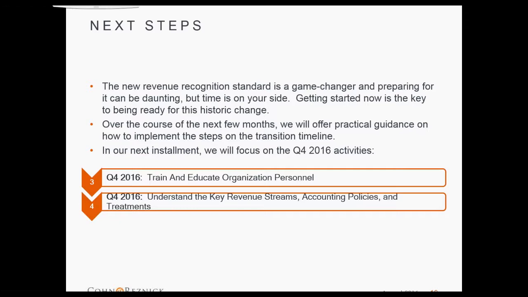Over the course of the next few months, we will offer practical guidance on how to implement the steps on the transition timeline previously presented. In our next installment, we will focus on the Q4 2016 activities, namely training and educating organizational personnel, and understanding how the key revenue streams, accounting policies, and accounting treatments will affect the organization.